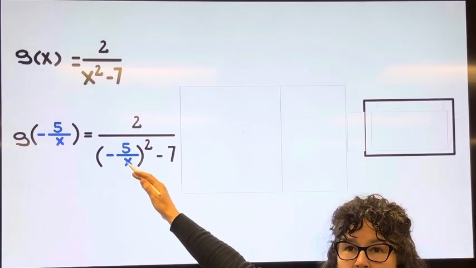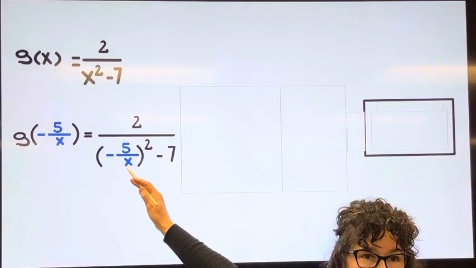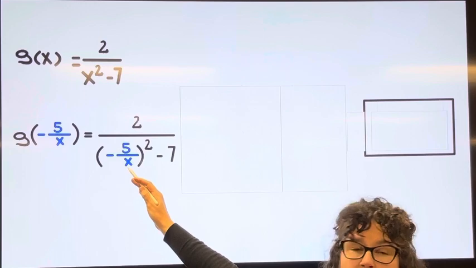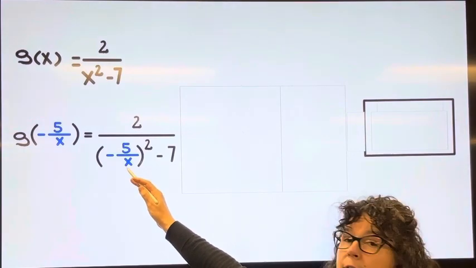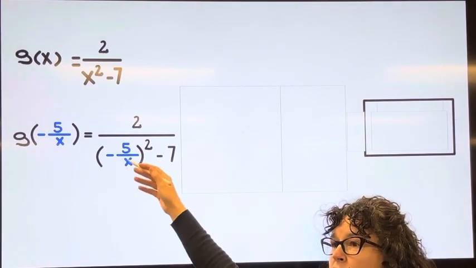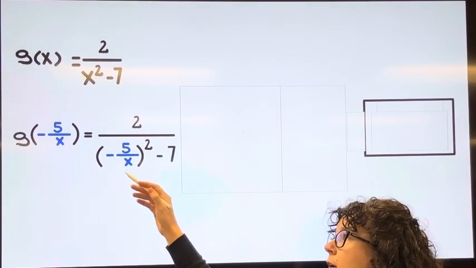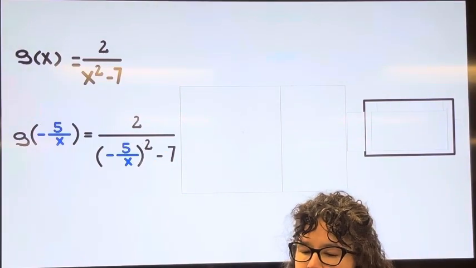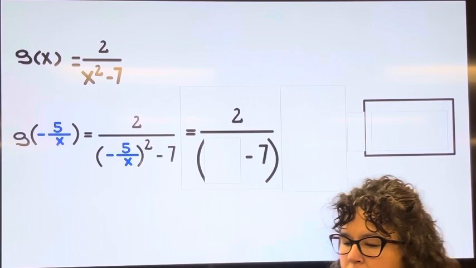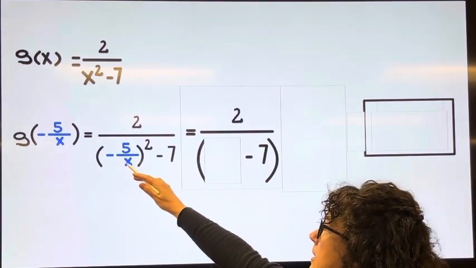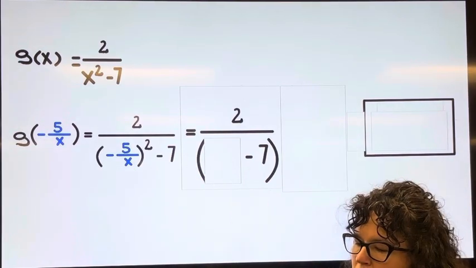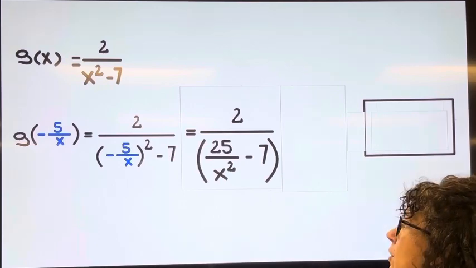I can simplify negative 5 over x times negative 5 over x. A negative times a negative is positive. And then when you multiply fractions, multiply across. So 5 times 5 is 25, and x times x is x squared. So this becomes 25 over x squared.